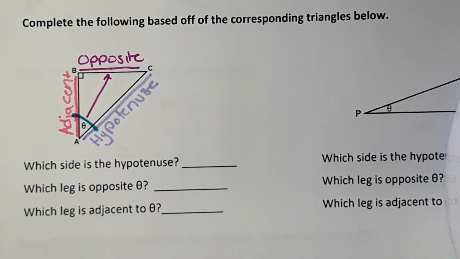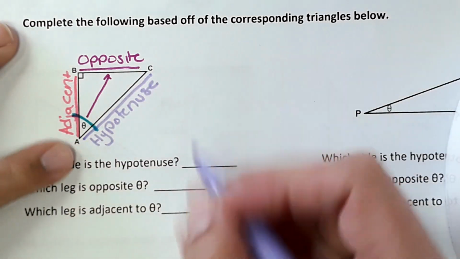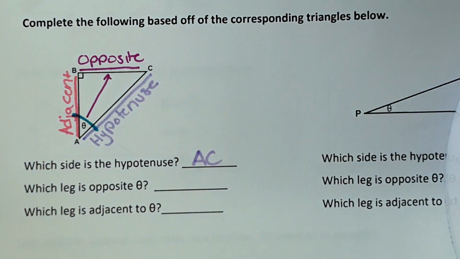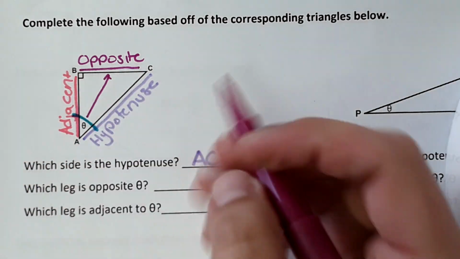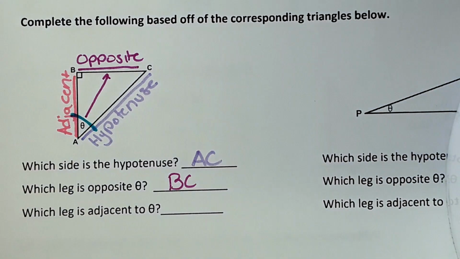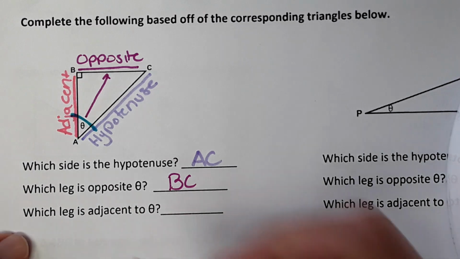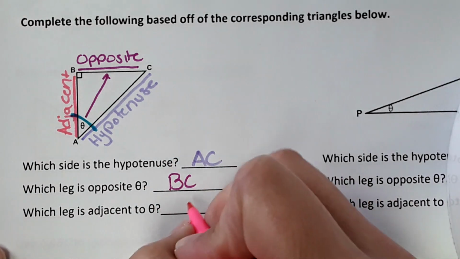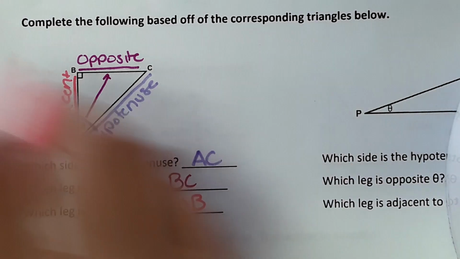Okay, so which side is the hypotenuse? That would be AC. Which leg is opposite theta? That would be segment BC. And then adjacent to theta would be AB.